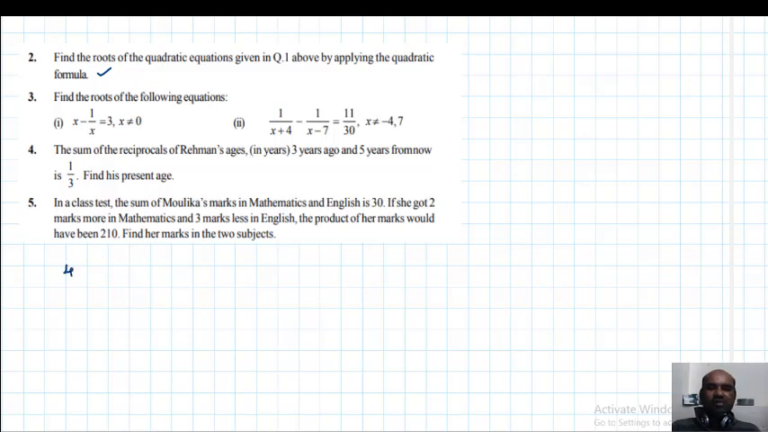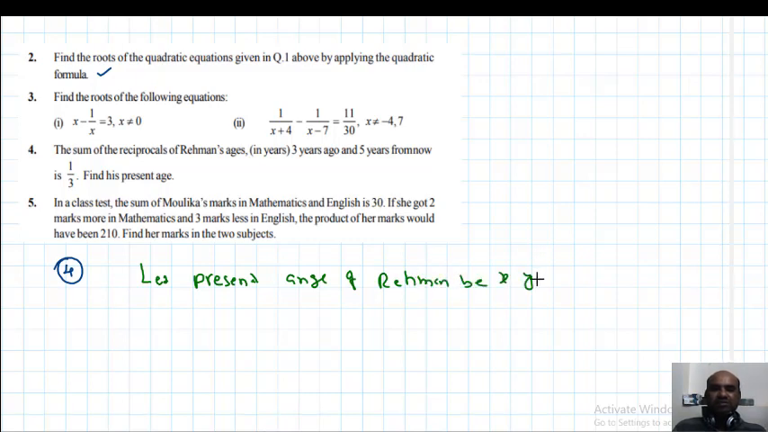I want to explain the fourth problem now. The sum of the reciprocals of Rahman's ages 3 years ago and 5 years from now is 1/3. Find the present age of Rahman. Let the age of Rahman be x years.